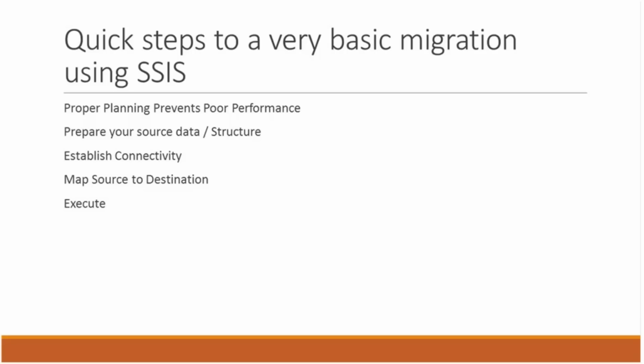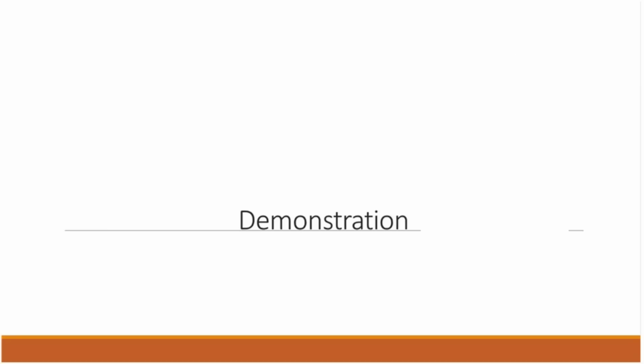We'll talk a little bit about that in the process of making sure that your source data connects to and represents what goes on in the destination data. Then you'll establish connectivity between yourself and CRM, map the fields, and then execute. It's actually very simple. So without any further ado, let's look at the process of how we do that.